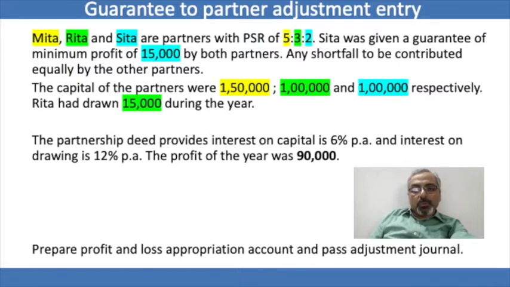We are asked to prepare the profit and loss appropriation account and pass the adjustment entry. The question clearly states what we have to do. We have to prepare the profit and loss appropriation account, and after that we have to pass an adjustment entry to show the shortfall of the guaranteed profit.